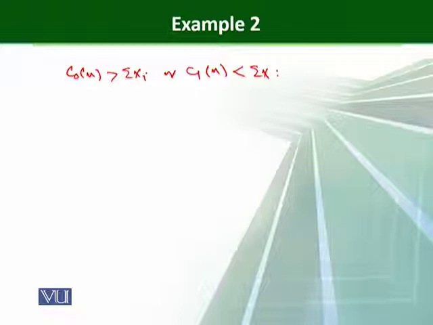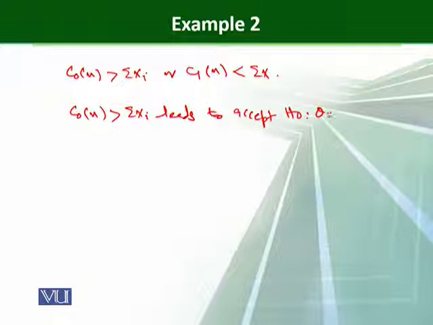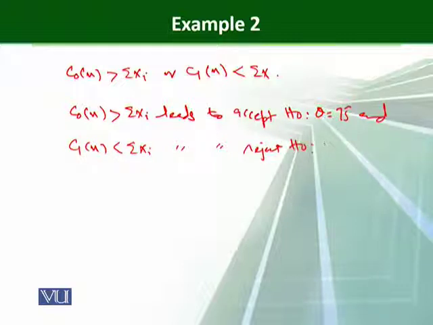The observation of outcomes is discontinued with the first value of n for which either C naught n is greater than sum xi or C1 n is less than sum x. The inequality C naught n greater than sum xi leads to accepting our hypothesis, that is theta is equal to 75, and the other inequality, C1 n less than sum xi, leads to rejecting H naught, that is theta is equal to 75.